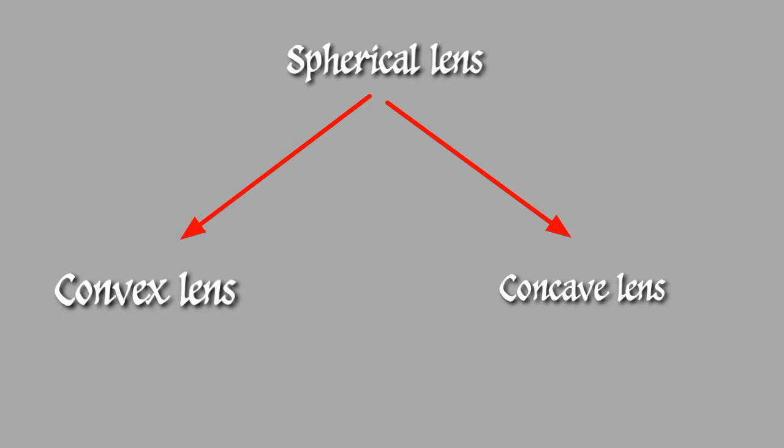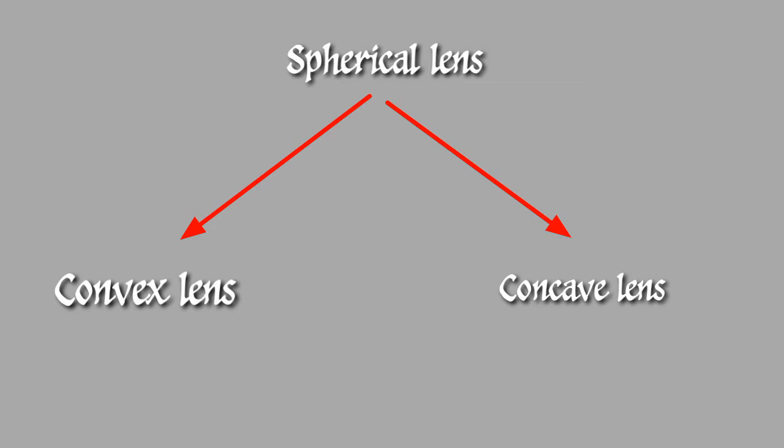What is meant by a lens? A simple definition that we can give to a lens is that it is a transparent medium bounded by two spherical surfaces. Different types of lenses are available, but we are considering the two main types of spherical lens. One is a convex lens and the other one is a concave lens.